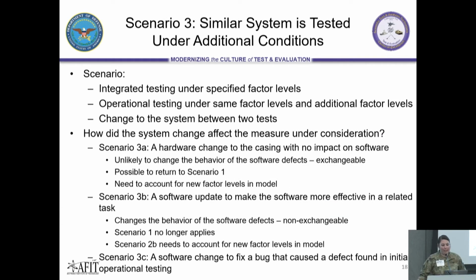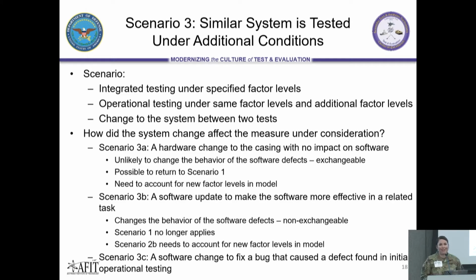Now let's say we're looking at a similar system that is tested under additional conditions. So if you were integrated testing and you were under specific factor levels and you went to operational testing and now you're looking at more factor levels, how do you handle something like that? Well, if there was no changes, then we would think, well, maybe scenario 1 might work. But we need to adjust scenario 1 because scenario 1 said that all our factor levels were the same. Similarly, if we made a software update that was something related, and so we get slightly different data, well, we might think we're back in scenario 2B, but it needs to be updated to account for those additional factor levels.